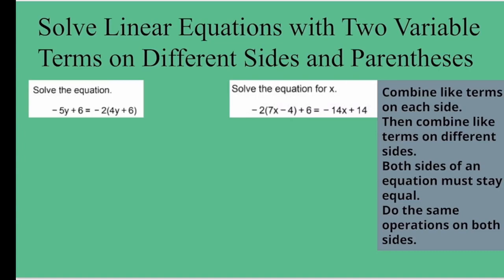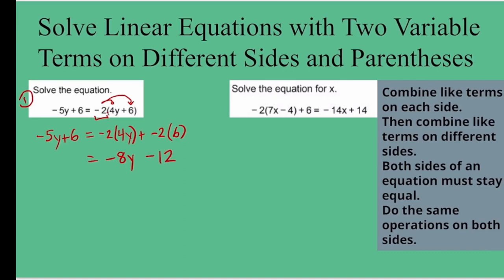So if we do this question on the left, let's call that problem 1. There's parentheses on the right side, so that -2 is going to be multiplied. My left side is going to stay the same. My right side, that -2 has to multiply everything: -2 times 4y, and then I'm going to take that -2 and also multiply it by that 6. On the right side, I'm going to get -8y plus -12.